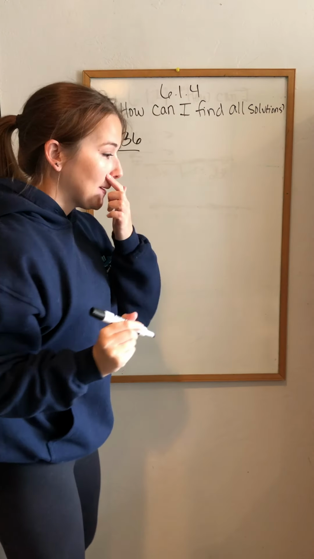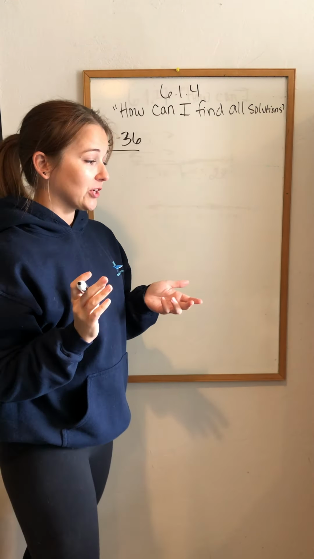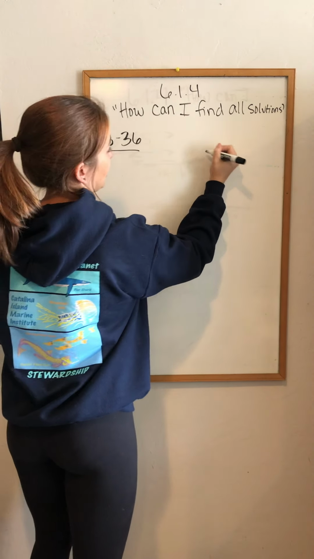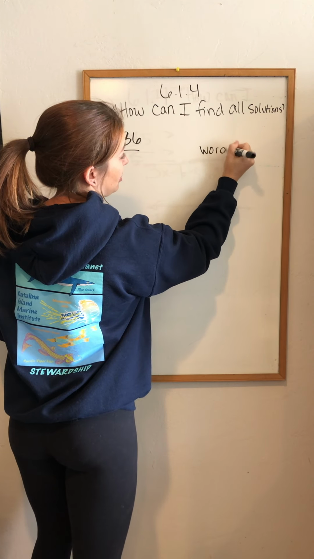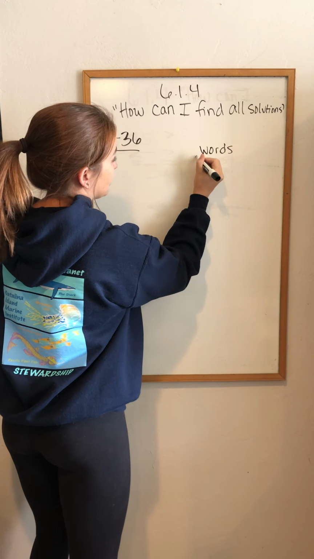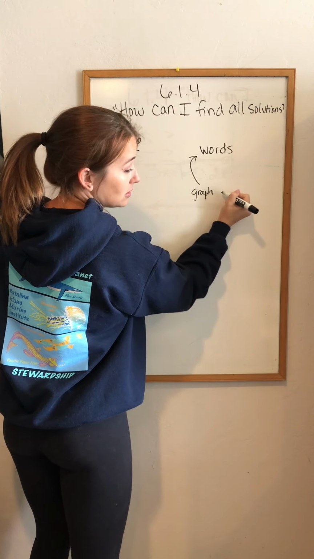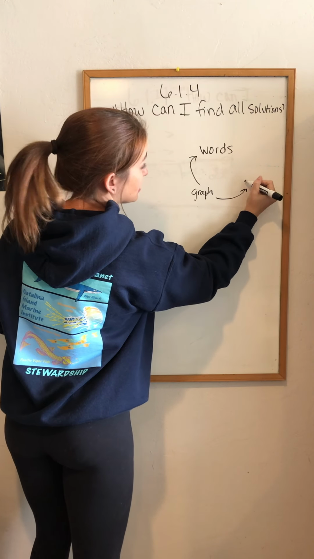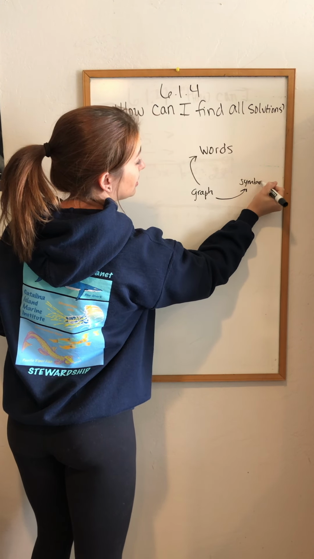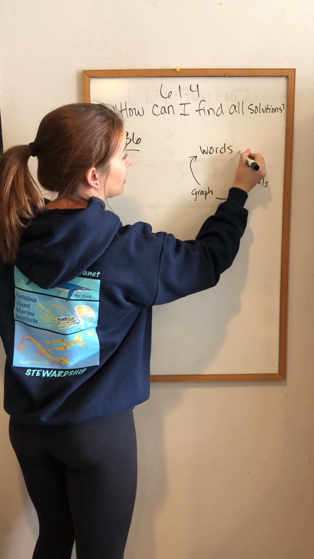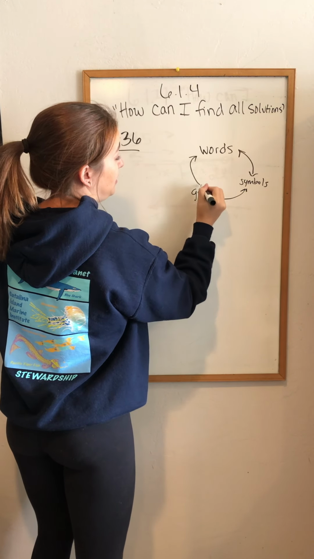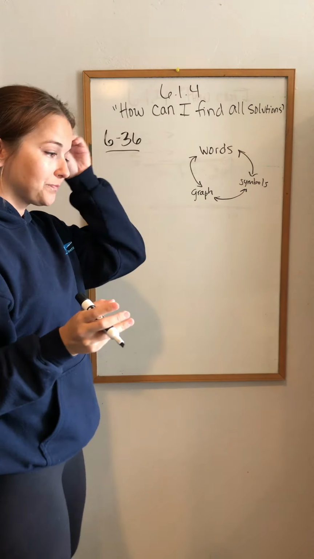6-36. Okay, so now if you look in your book, it's going to show you a diagram that looks like this. It says words, it says graph, and it says symbols. I'm trying to write this as best as I can. And then it has arrows going to each one.